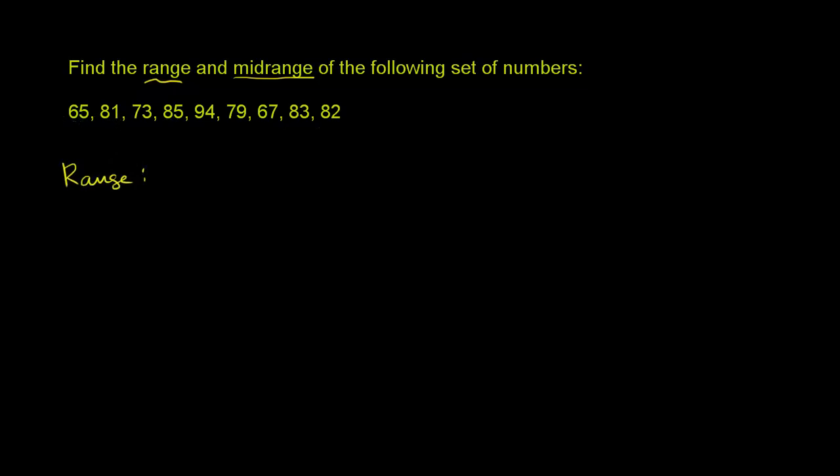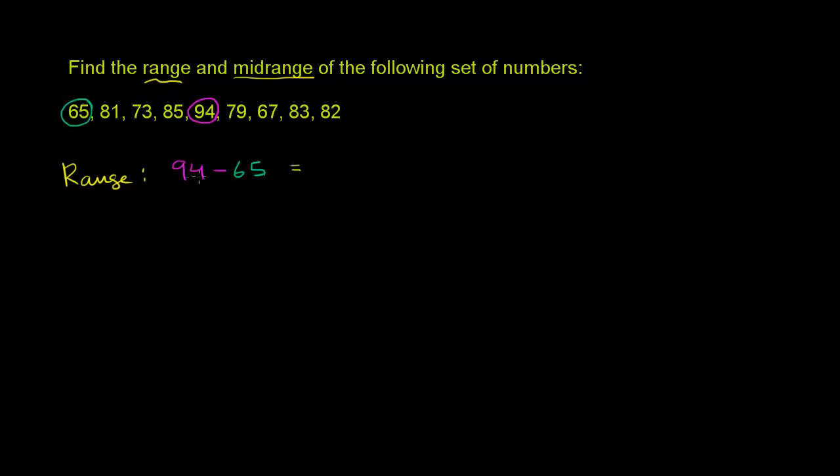And so if we look at the largest of these numbers, I'll circle it in magenta, it looks like it is 94. 94 is larger than every other number here. So that's the largest of the numbers. And from that, we want to subtract the smallest of the numbers. And the smallest of the numbers in our set right over here is 65. So you want to subtract 65 from 94.